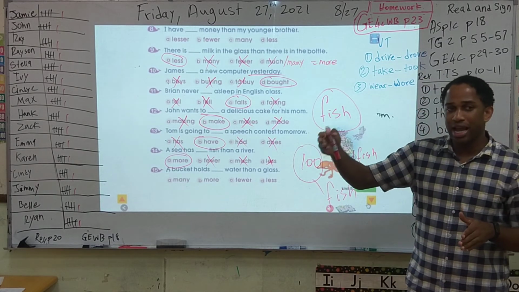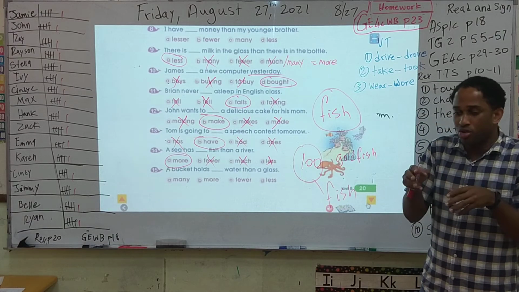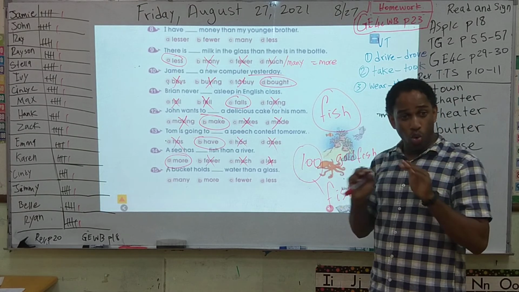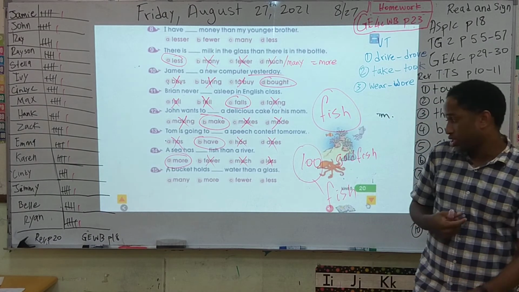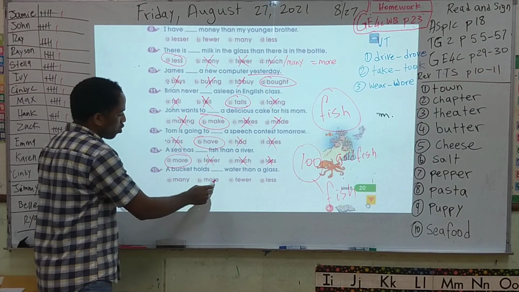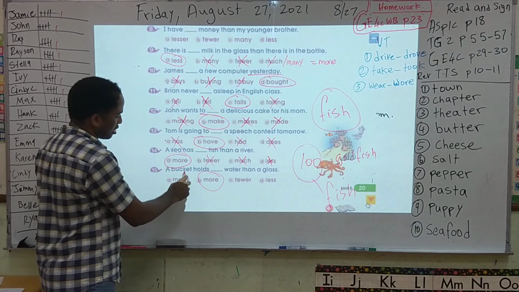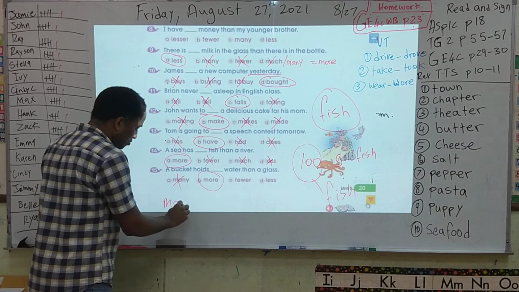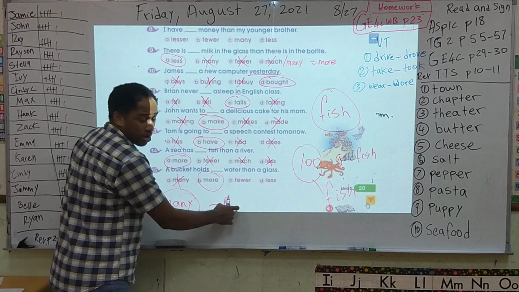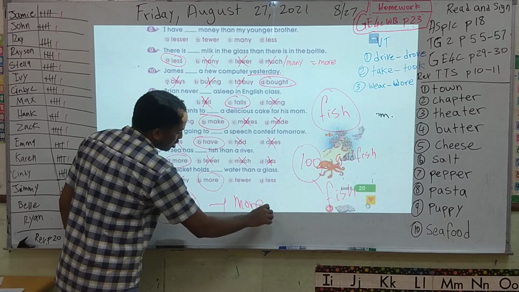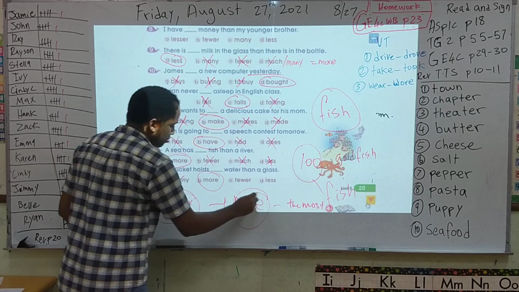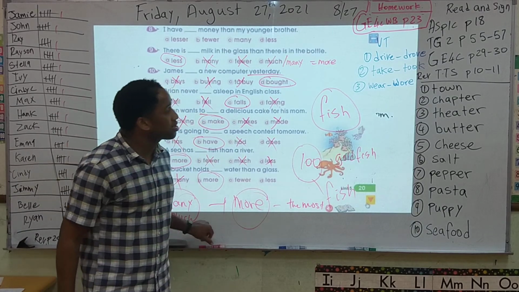But if there are different kinds of fish, you can say there are many fishes, different kinds. That's the only time you can use fishes. Okay? Good. So a bucket holds more water. You cannot say many, because with many and much you have to use the comparative, which is more. You have to use more.